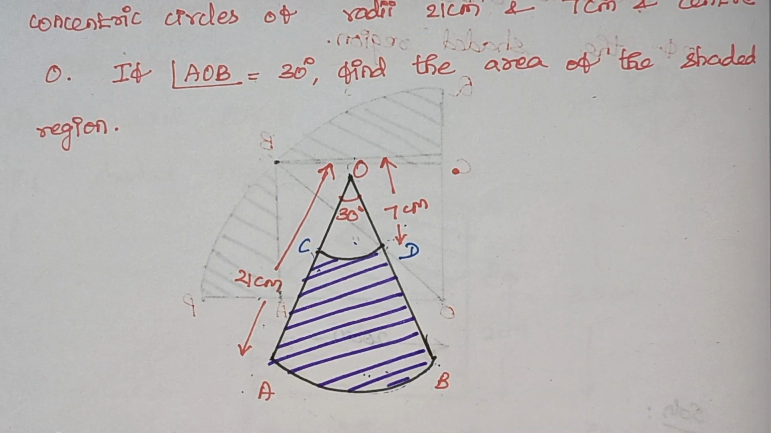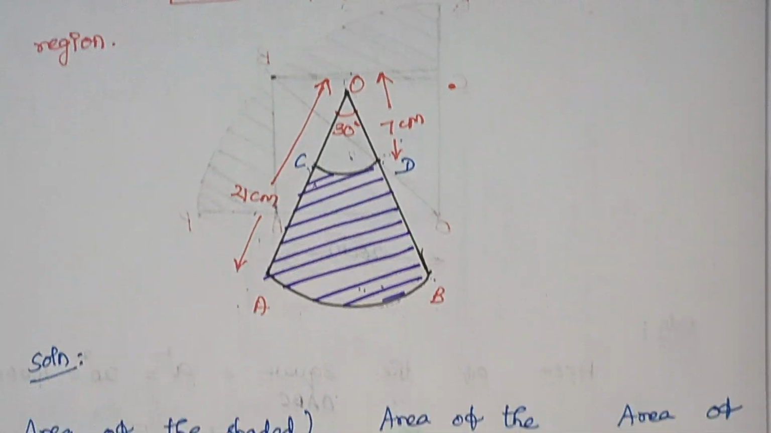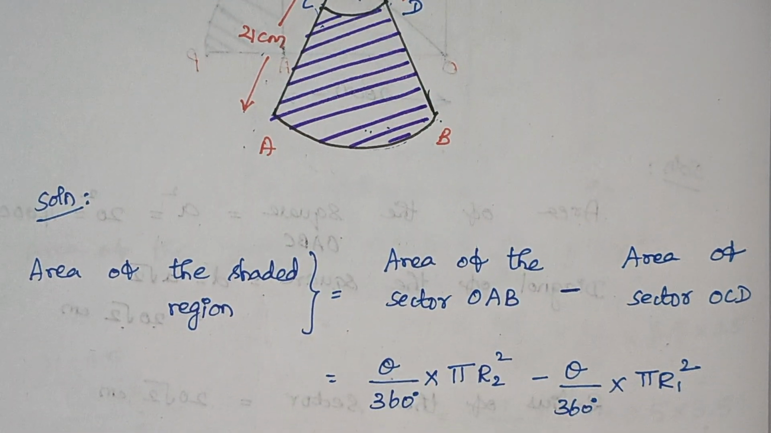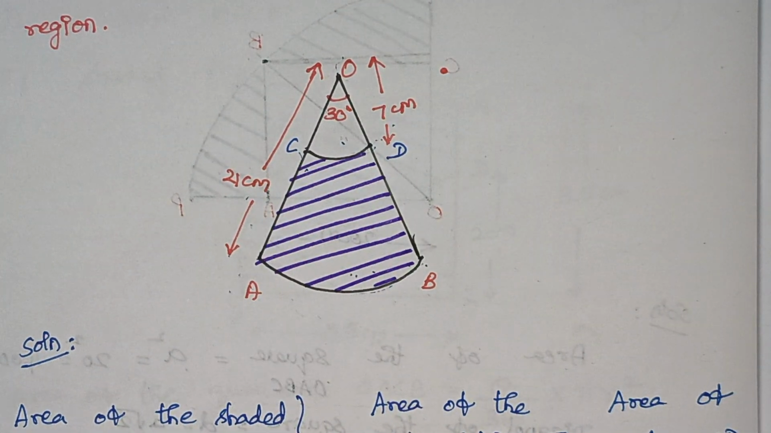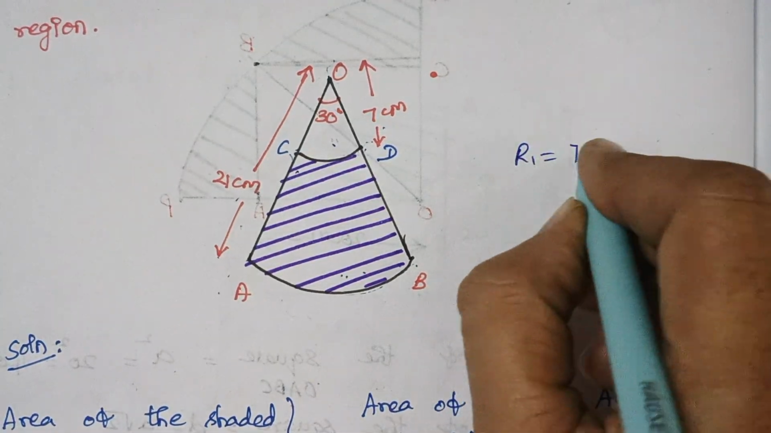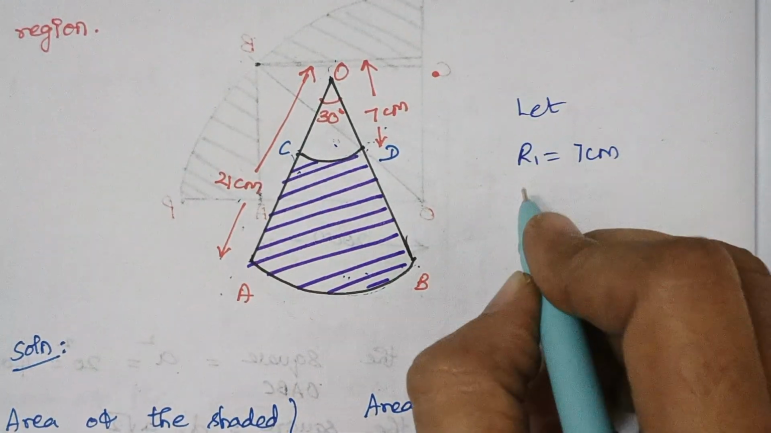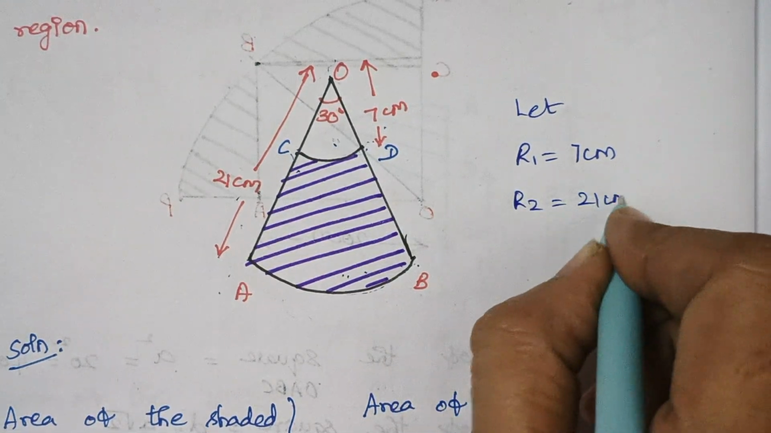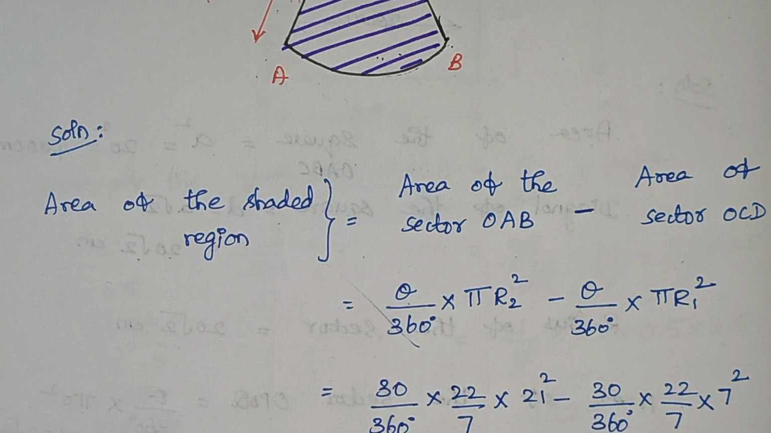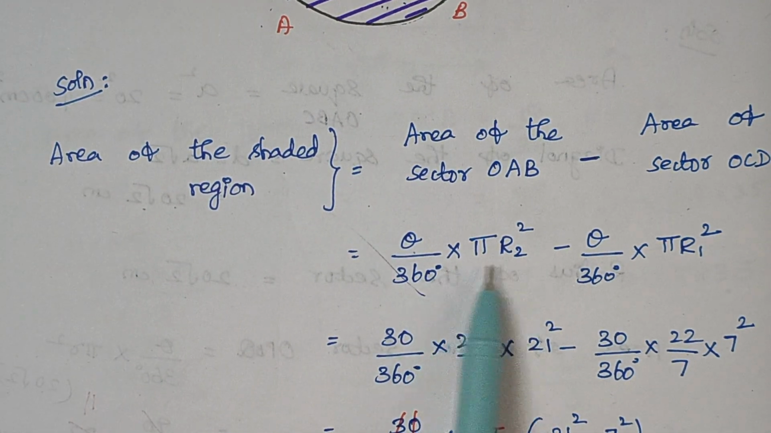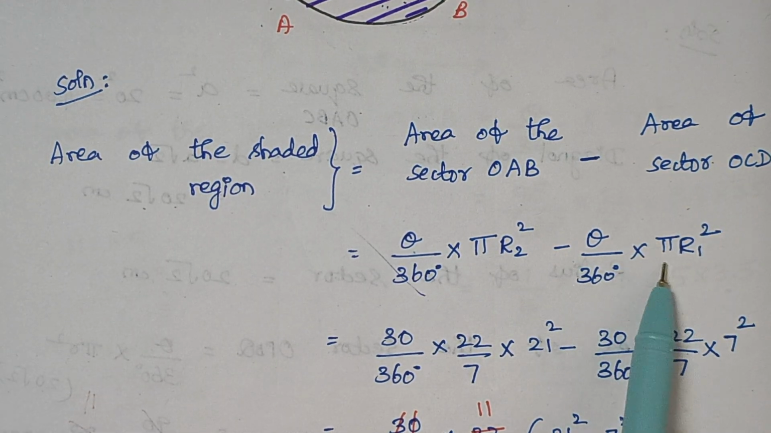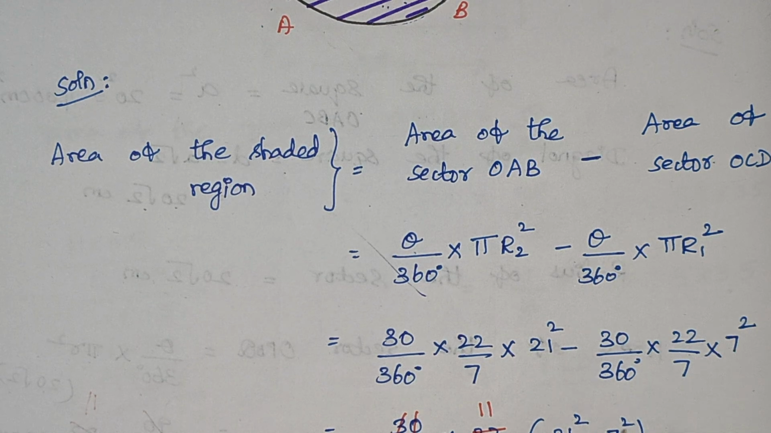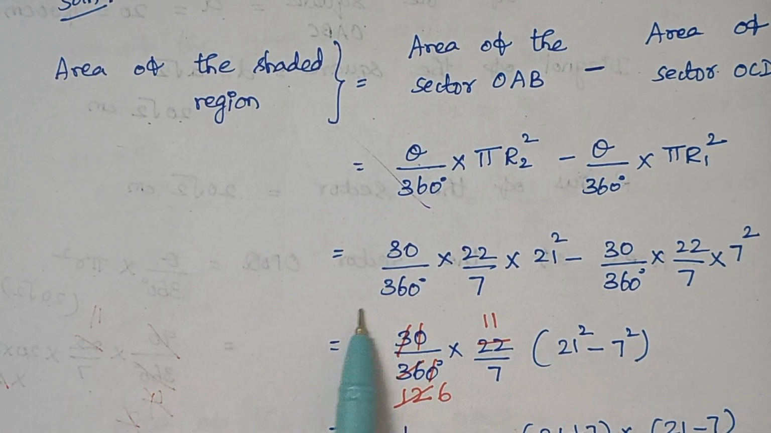So the area of the sector OAB is given by theta by 360 degree into pi r square. Since we are having two radii, I am mentioning them as r2 and r1. So you better write it as let r1 is equal to 7 centimeter and r2 is equal to 21 centimeter, right? So theta by 360 into pi r2 square, minus again for the small sector, theta by 360 into pi r1 square, right? We know the value of theta, it is given as 30 degrees. So just substitute the values here.